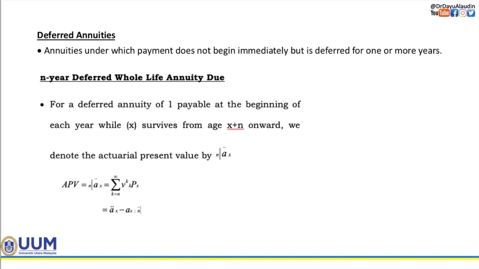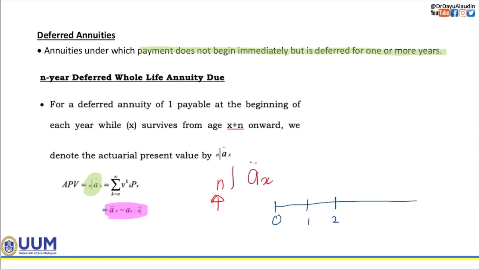Last one, deferred annuities. So deferred annuities are where the payment does not begin immediately but is deferred for 1 or more years. So this is the notation for the APV, and n is the number of years deferred, how many years for the deferring. So the relationship between annuity due and annuity immediate. The payment starts from here for annuity due.